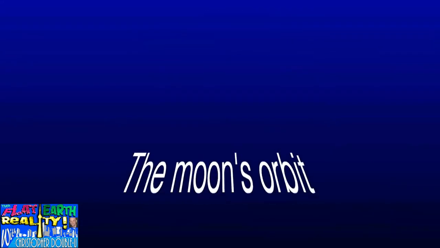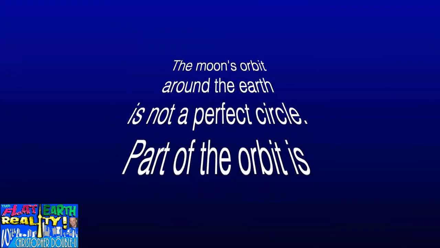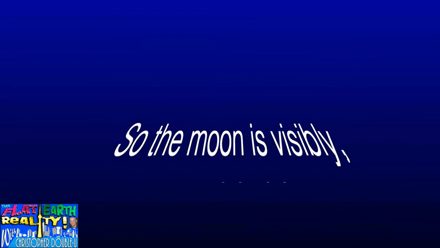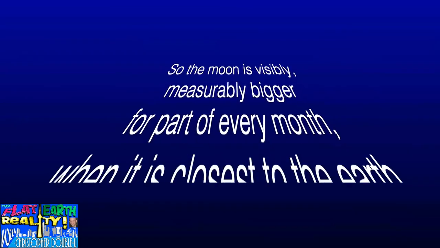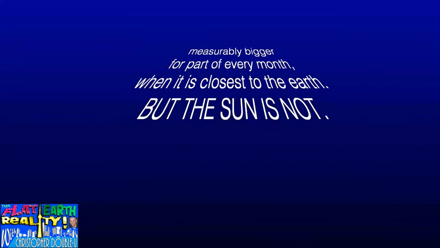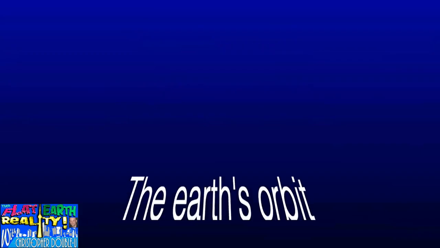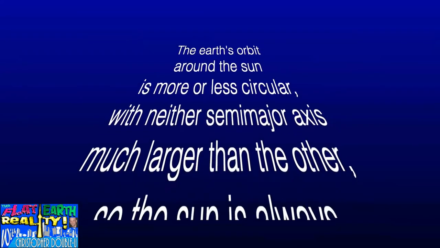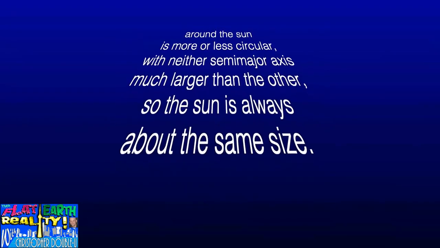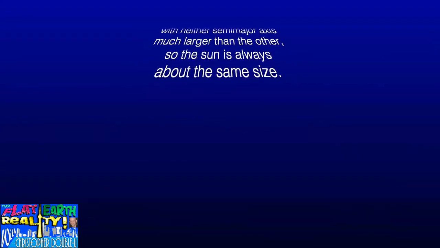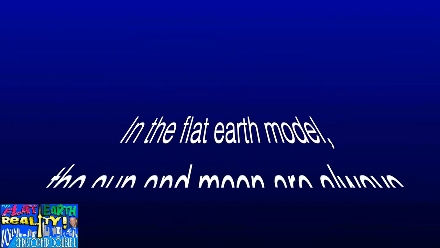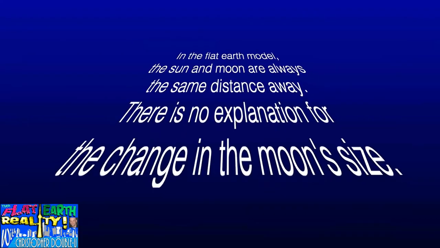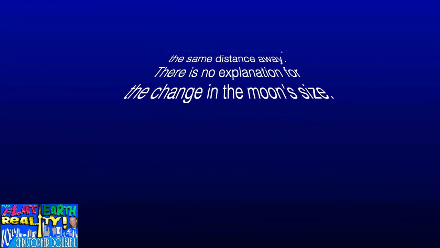The moon's orbit around the Earth is not a perfect circle. Part of the orbit is closer to the Earth than the other. So the moon is visibly, measurably bigger for a part of every month when it is closer to the Earth, but the sun is not. The Earth's orbit around the sun is more or less circular, with neither semi-major axis much larger than the other. So the sun is always about the same size. In the flat Earth model, the sun and moon are always the same distance away. There is no explanation for the change of the moon's size.